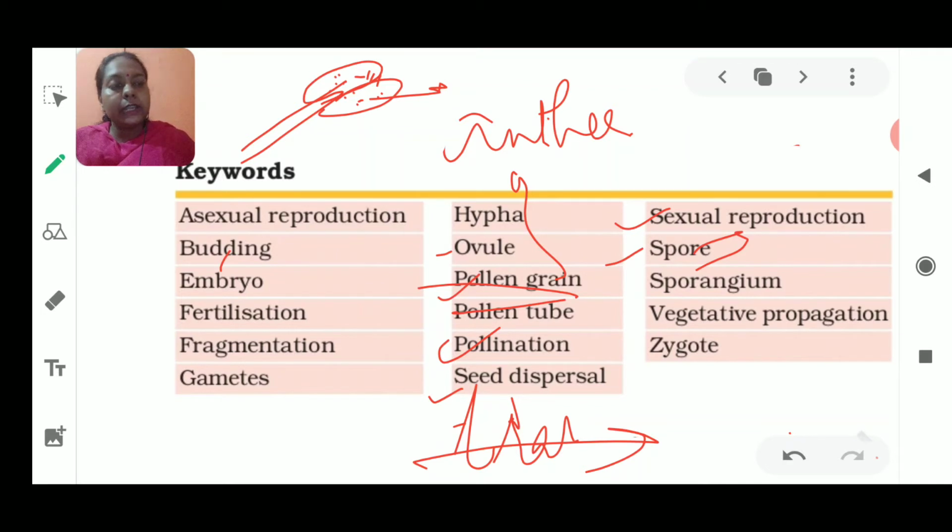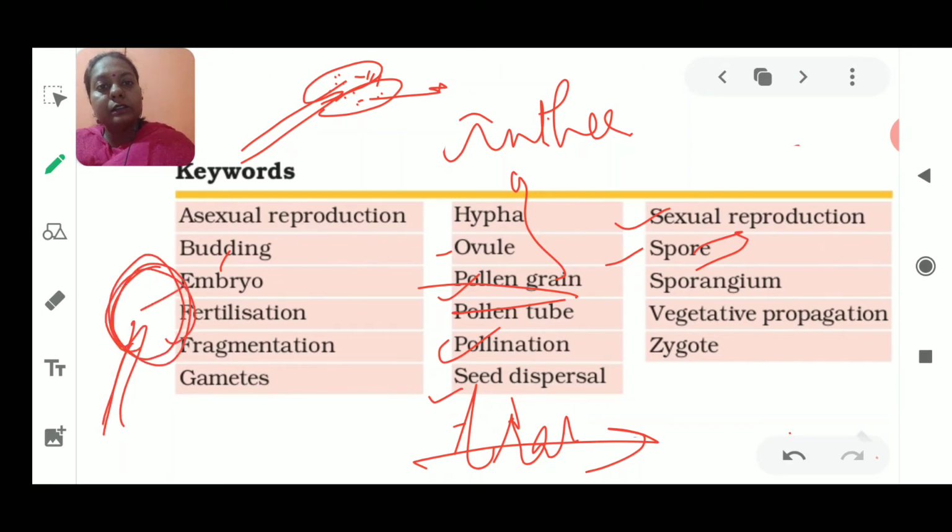Fine. Now next we need to discuss the sporangium. If we talk about a bread mold, this was the structure of the bread mold. This is known as the sporangium. The sporangium is a place where spores are being produced. It is a bag-like structure, the outer covering where the spores are being produced inside the mold.